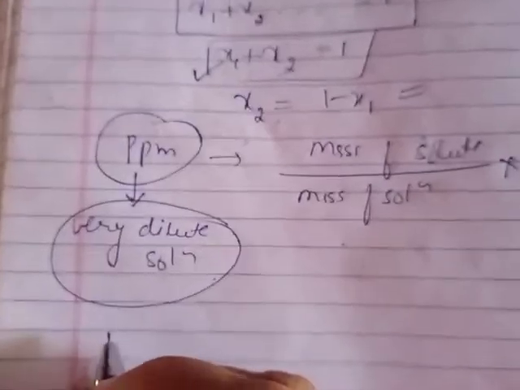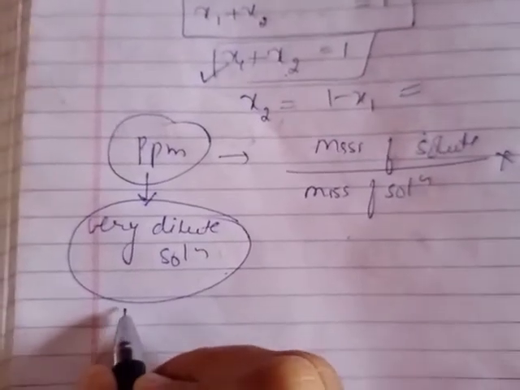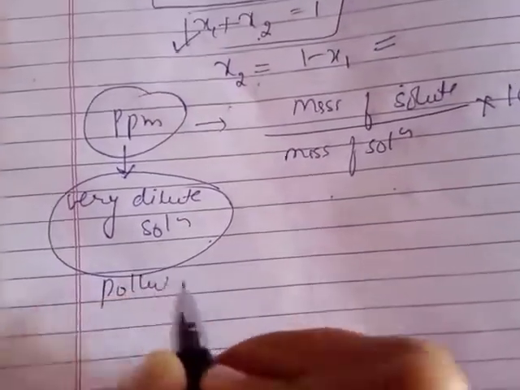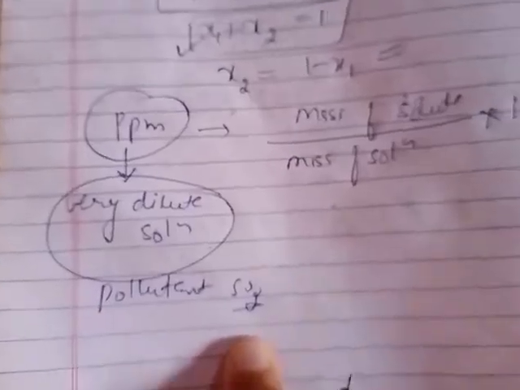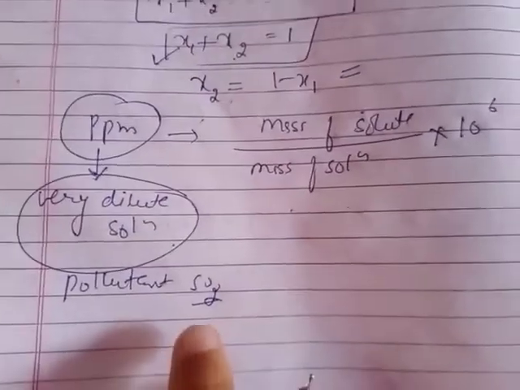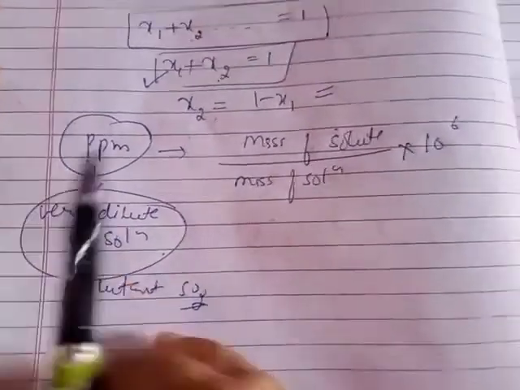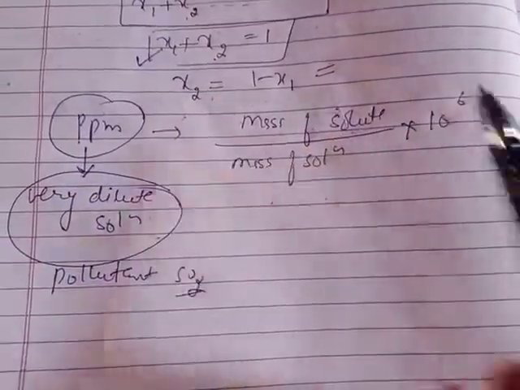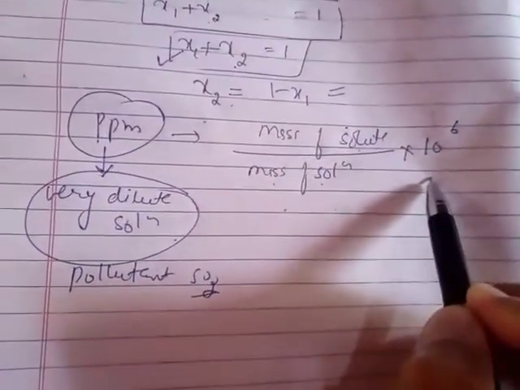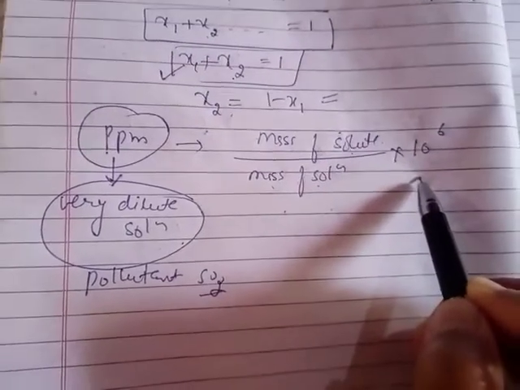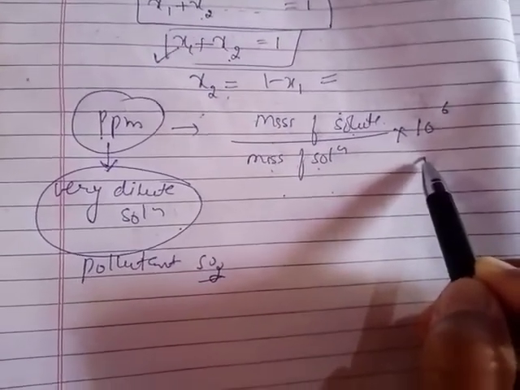For example, the concentration of pollutants such as sulfur dioxide, which is present in minute quantities in the atmosphere, is expressed in terms of ppm. In that case, mass of the solute divided by mass of solution multiplied by 10 raised to power 6. In this way, we can calculate the concentration of a very dilute solution.